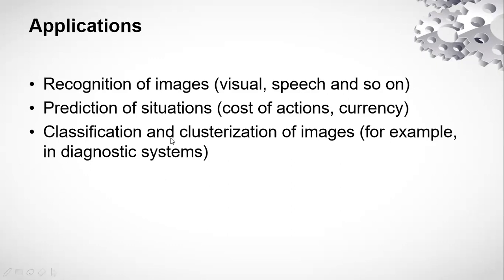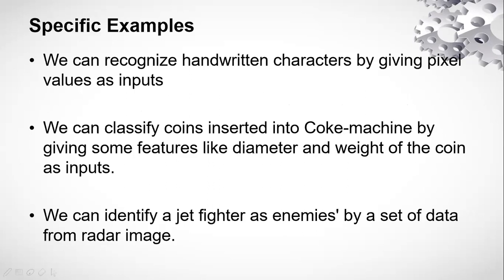Third thing is classification and clusterization of images. Basically, this form is used more in medical purposes, and neural networks have given a broader scope for giving the right diagnostic in medical science. These are certain examples of applications that I have given you.